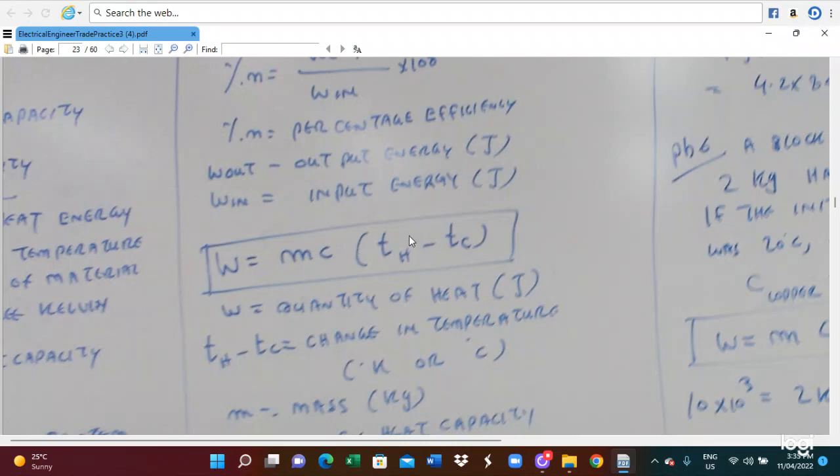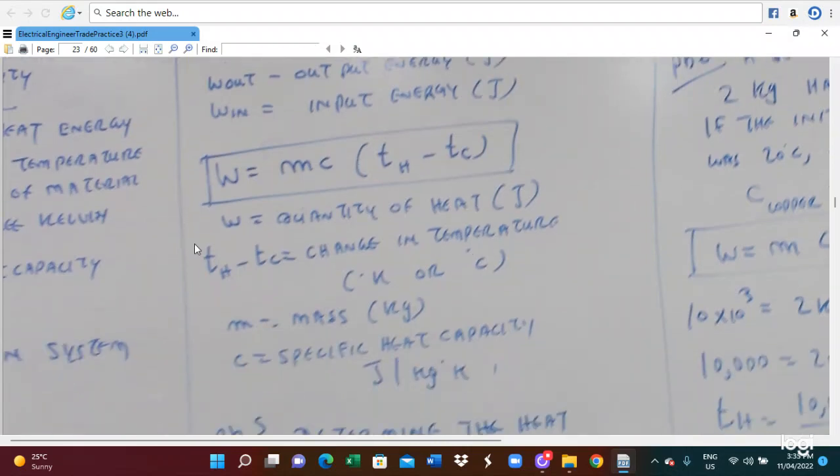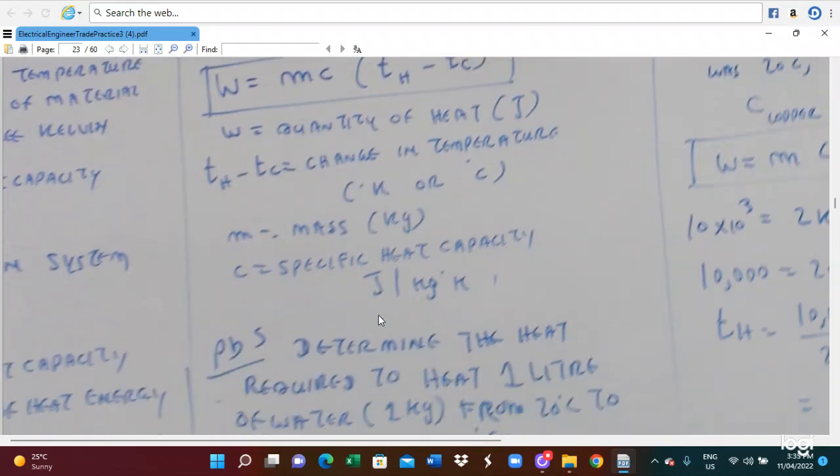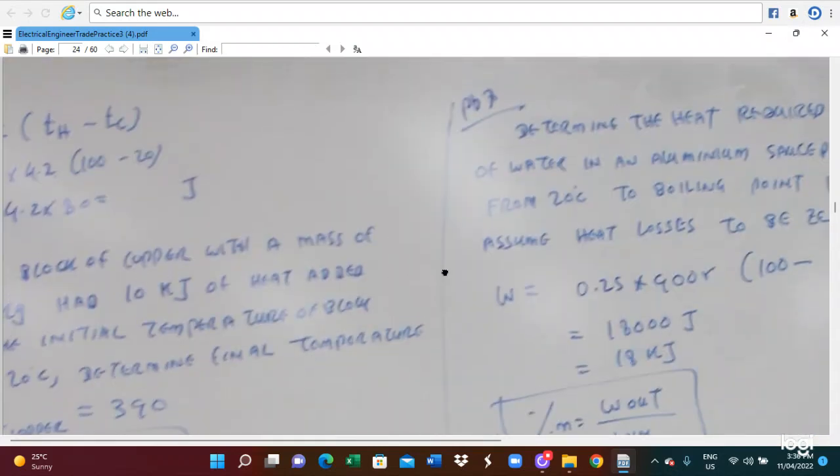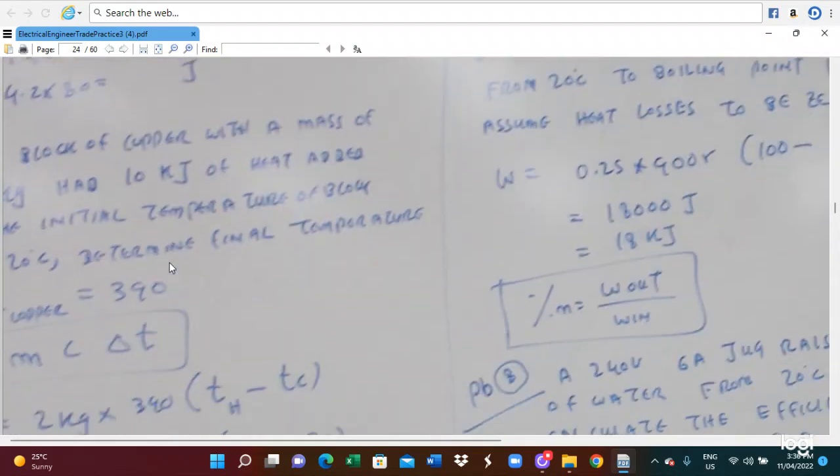W equals MC(TH minus TC). W is the quantity of heat in joules, TH minus TC is the change in the temperature in degrees Kelvin or degrees centigrade, M is the mass, and C is the specific heat capacity in joules per kilogram Kelvin. We have to determine the heat required to heat 1 liter of water, 1 kilogram, from 20 degrees centigrade to boiling point, 100 degrees centigrade. We have to calculate. So in this case, we find the equation.